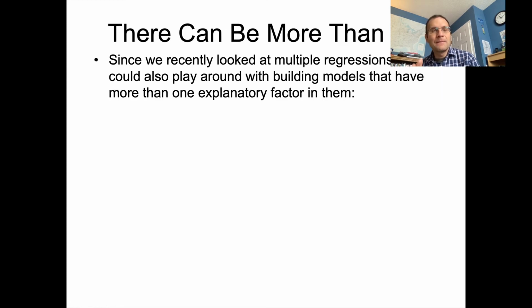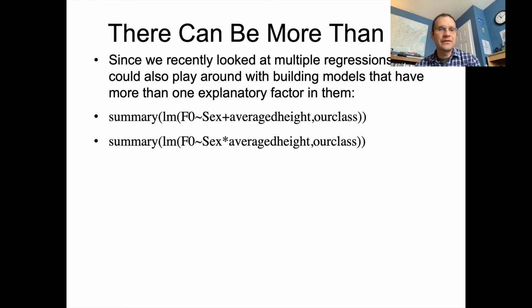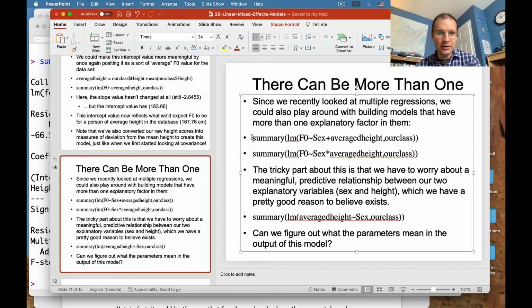Okay, what I want to do next is that since we recently looked at multiple regressions, we can also play around with building models that have more than one explanatory factor in them. So we've got two potential factors here, both speaker sex and averaged height.